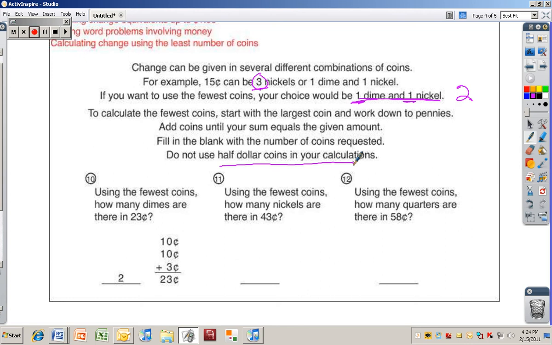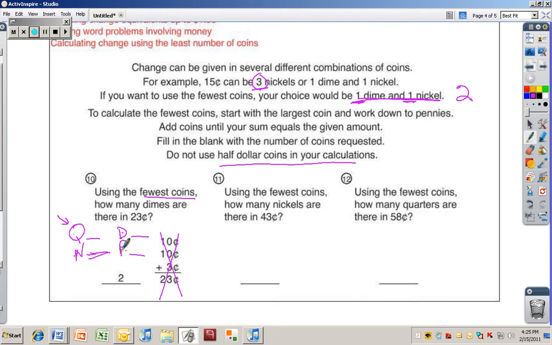So I'm going to show you how to do this first one. We're not going to do it like this. We're going to write QDNP. Anytime it says using the fewest coins, I want you first to write QDNP on your page. This is going to be filled in with quarters, dimes, nickels, and pennies. You always start with the quarters first. Get the most number of quarters in that you can before you move to dimes. Get the most number of dimes in that you can before you move to nickels, and get the most number of nickels in that you can until you move to pennies.